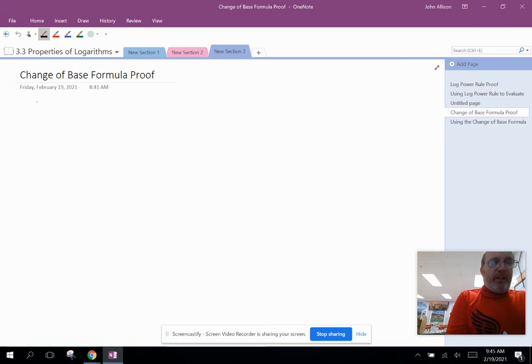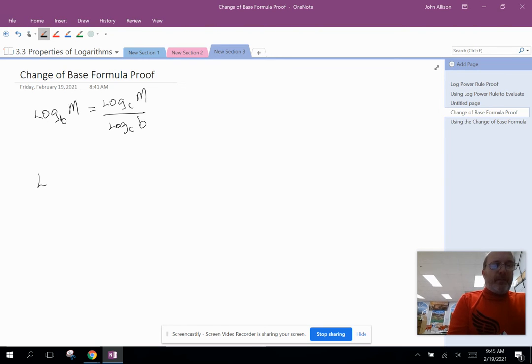The change of base formula says if you have any log with a valid base and a valid number on the inside of the log, that can be converted to any valid base C: log base C of M over that same log base C of the original base. Now that's kind of crazy. Let's think about what that means for a minute.